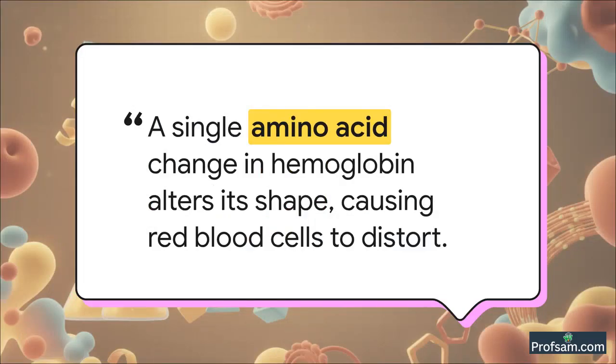And this brings us back to the question we started with. In a disease like sickle cell anemia, what happens is that a single amino acid, just one, glutamic acid, is changed to another one, valine. This one tiny change alters the final shape of the hemoglobin protein. And because the protein's shape is distorted, the entire red blood cell becomes distorted. It's a perfect example of how one small change in the sequence has such a big effect on the function.